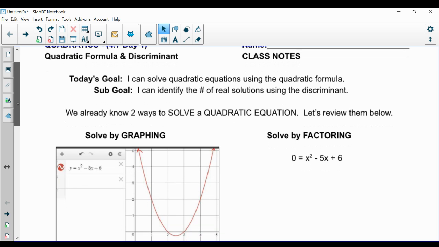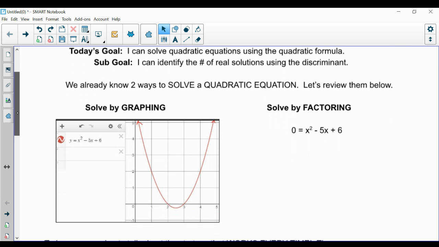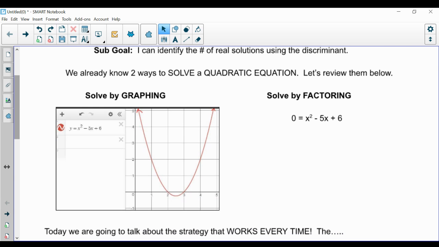When we take a review of what we did from before, we've solved by graphing and by factoring. Please go ahead and try these two out on your own. Remember that when we solve by graphing, our two x-intercepts are our solutions. So in this case, we would get solutions of x equals 2 and x equals 3.